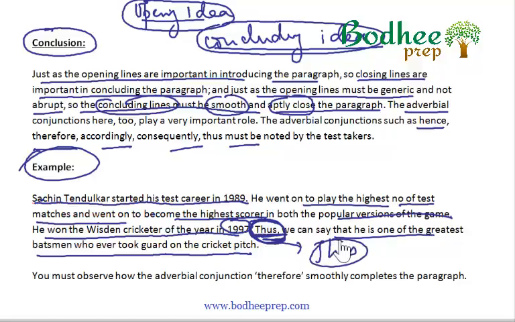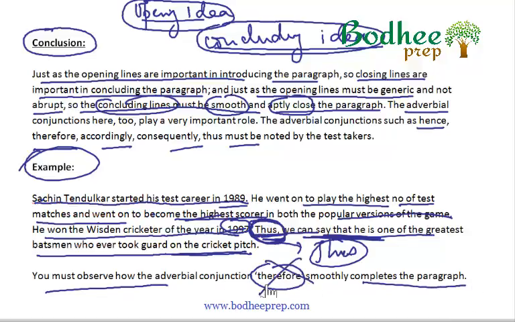It also shows that the conclusion you have given here and the reasons for the conclusion that are preceded by this statement are somehow logically related. So in the first three sentences you have given the reasons, and then you have come up with the conclusion. You must observe how the adverbial conjunction, therefore, smoothly completes the paragraph. In this case, of course, we don't have therefore, we have thus.